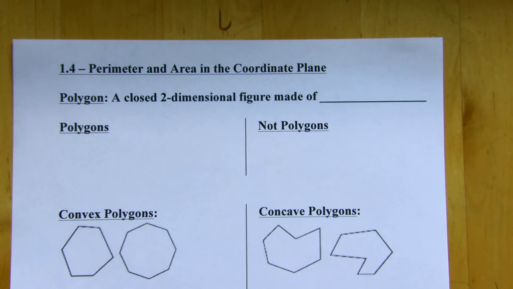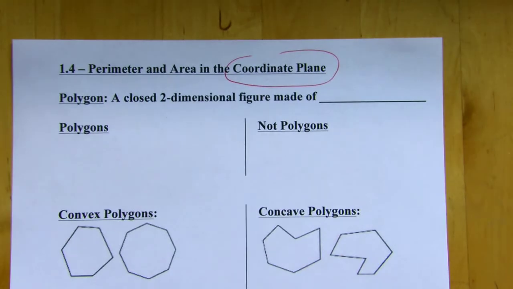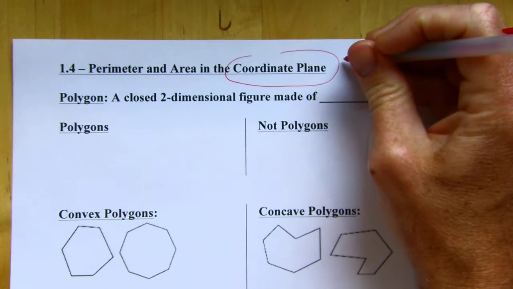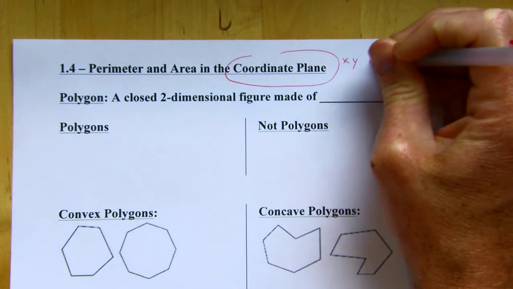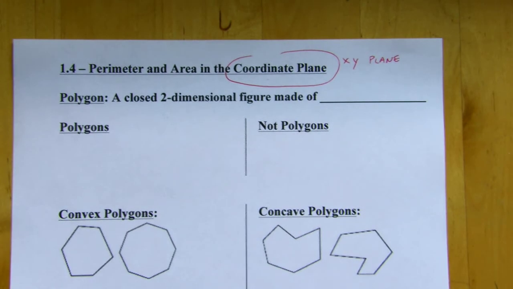Okay, 1.4, perimeter and area in the coordinate plane. The coordinate plane is an XY grid, a graph, right? So it's sometimes called an XY plane or an XY grid, but that means we're gonna be looking at these things on graphs. Okay, but before we get there, we got some vocab.